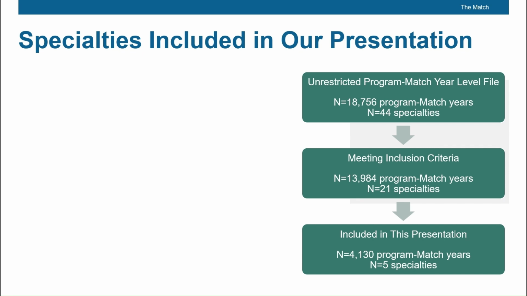Because most programs continue to participate in the match year after year, many of the programs in our sample included 3 separate rank order lists, one for each of those years. Therefore, programs are counted 3 separate times as each rank order list is included in our analyses. This is why we'll often use program match year, or you will hear us use the shorthand just program, but know that we are always referring to program match years, as we did not stratify our analyses by match year.